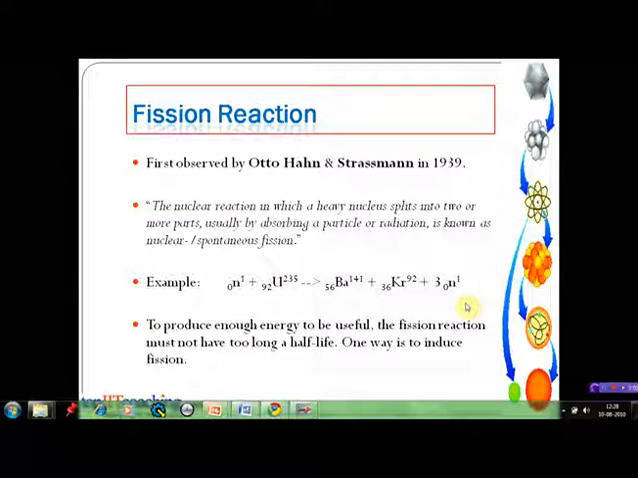Now, for that energy to be useful, the energy should not be released over a long period of time. For example, uranium-238 spontaneously disintegrates into barium and krypton, producing a large amount of energy. But since the half-life of uranium-238 is around 10^16 years, the energy is released over such a long span of time that it is hardly of any use to us. Now, one way to overcome this problem is to induce fission, that is, to bombard a heavy nucleus with particles such that the nucleus splits into lighter fragments.